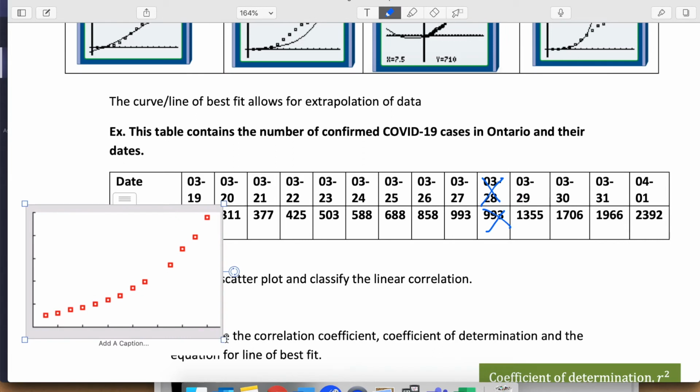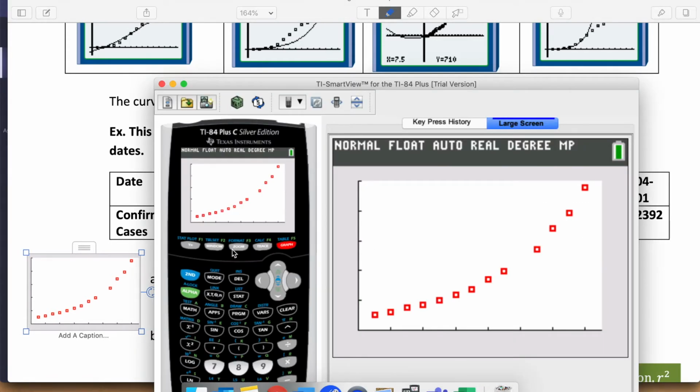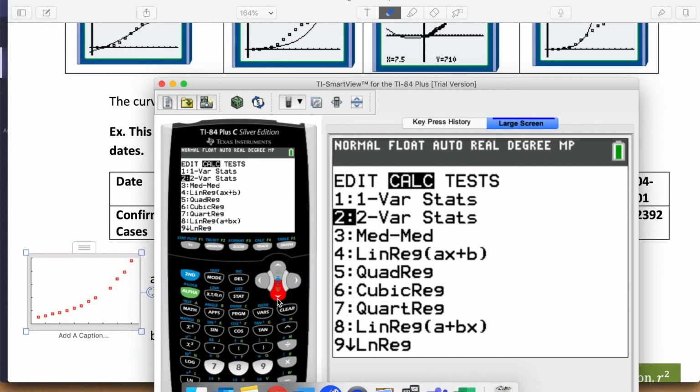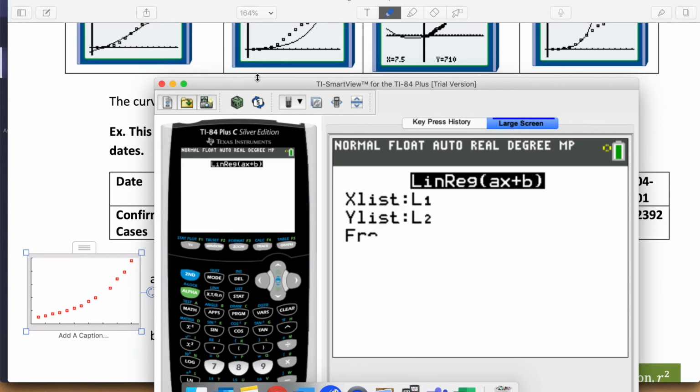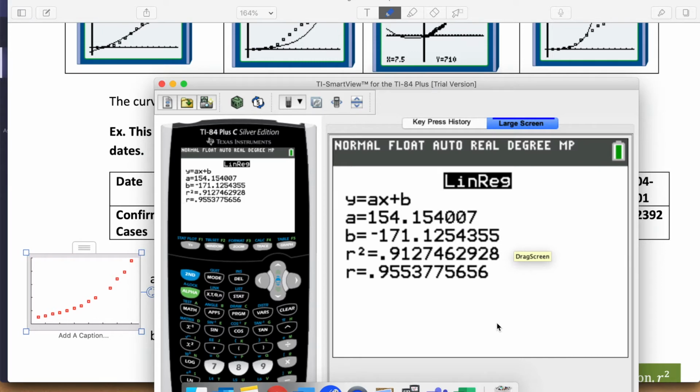Pull it down here. And it says classify the linear correlation. So in order to do that, we have to go again to Stat, and we go to Calc, and we want a linear regression. So I go to linear regression, I press enter, and it gives me this information. I need to calculate it. So I press enter, and I get this information. I'm going to copy this in. So this is my linear regression.